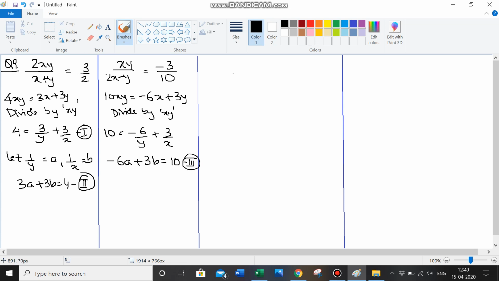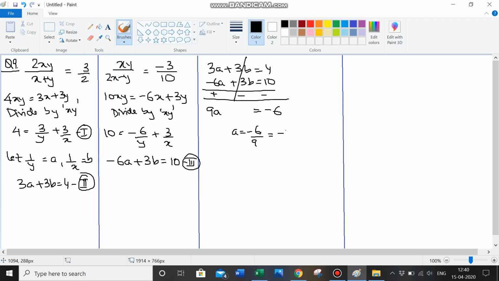So I notice that the coefficients are already equal. So 3a plus 3b is equal to 4, and negative 6a plus 3b is equal to 10. I subtract, plus minus minus. This is 9a is equal to negative 6. This gets cancelled. a is equal to negative 6 upon 9 is equal to negative 2 upon 3. Therefore, a is equal to 1 upon y, which is equal to negative 2 upon 3. Therefore, y is equal to negative 3 upon 2 is equal to negative 1 and a half.